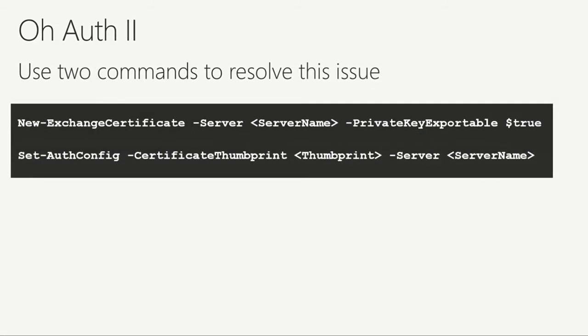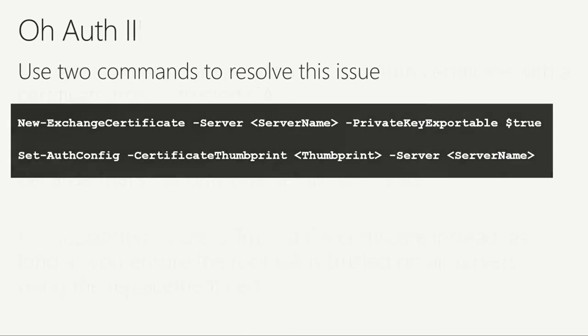You just run 2 cmdlets. One is to create the new Exchange certificate, and the second is to allow it to be used for authentication. Once you do those 2 things, you've reconfigured and put the OAuth certificate back where it needs to be, in the right form, and everything should keep working.